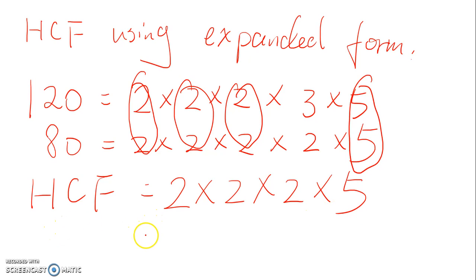And this time, I don't want an expanded form or an index form. I want a number out of it. 2 times 2 equals 4, 4 times 2 equals 8, 8 times 5 equals 40. There you go. How do you find the highest common factor using expanded form? And then how do you do the rest?